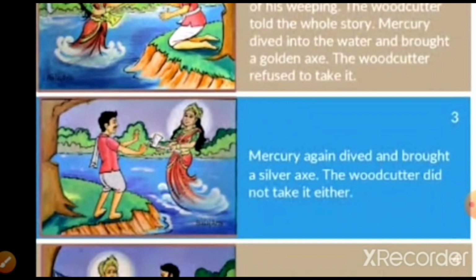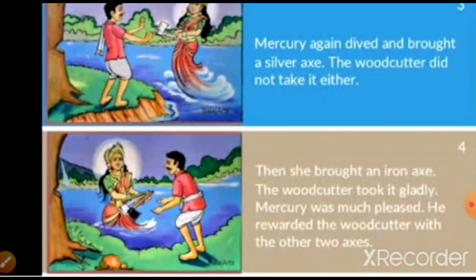Axe is a tool which is used to cut wood. The woodcutter did not take it either. Then she brought an iron axe. The woodcutter took it gladly. Gladly means happy. Mercury was much pleased and rewarded the woodcutter with the other two axes. She gave all three axes to the woodcutter.